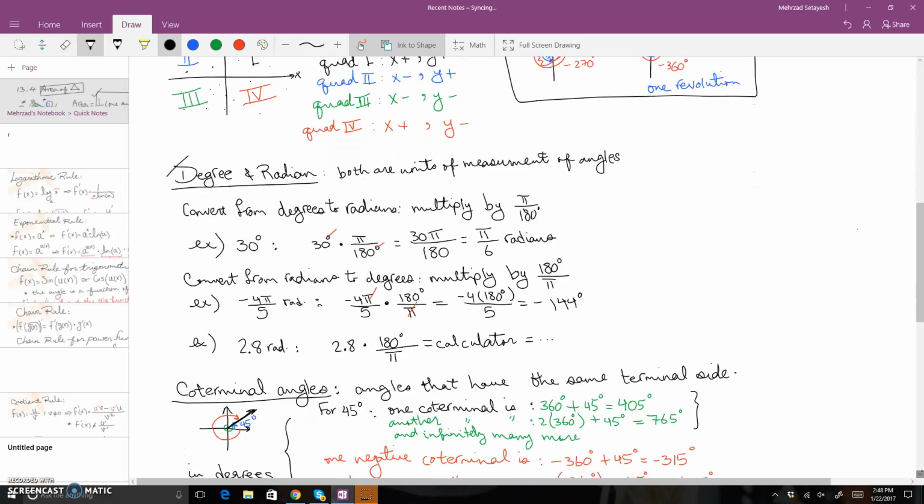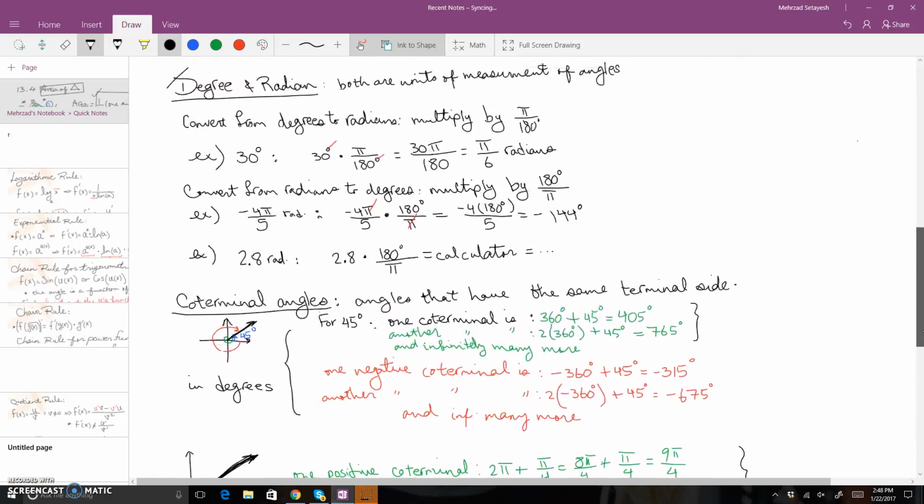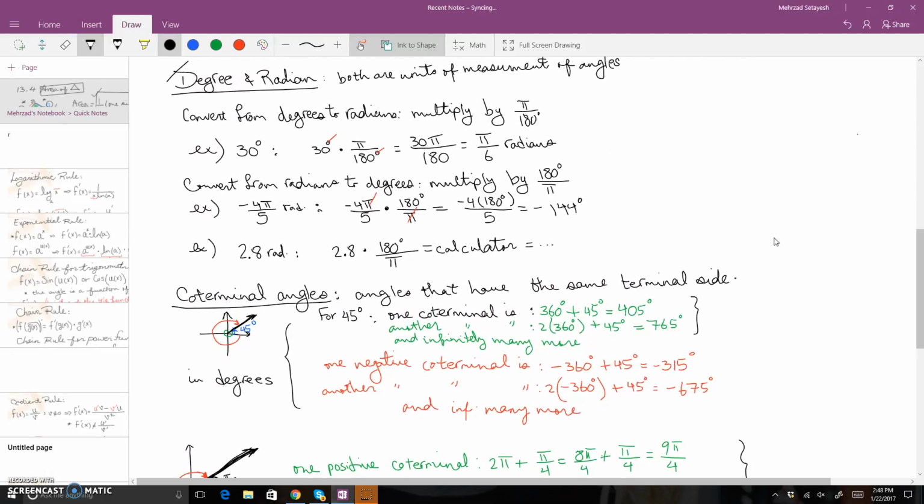Now we want to see when we talk about angles, how do we measure them? There are two units of measurement. Just like for length, there are several units of measurement, let's say yard, feet, inches, centimeter, all of those. For angles, there are also two different ways of measuring them. One unit of measurement is degree, the other one is radian.